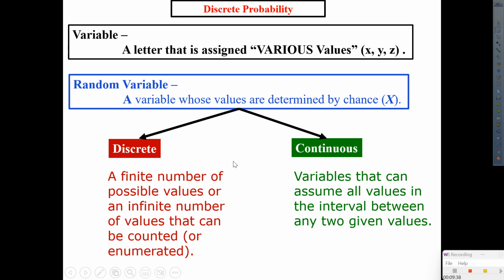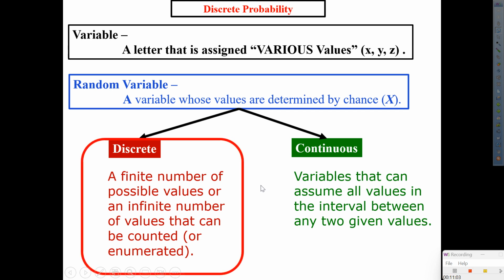Today, and for this section, we're going to be using just discrete. Once we move on to the next section, we'll continue with, get it? Continue with? Continuous, yes. All right.